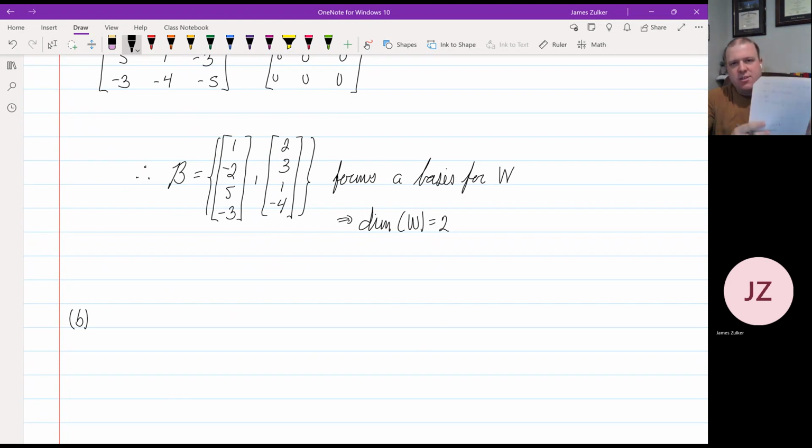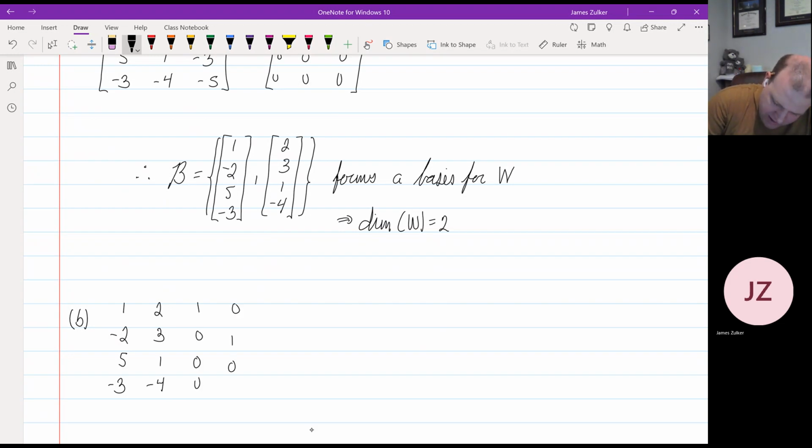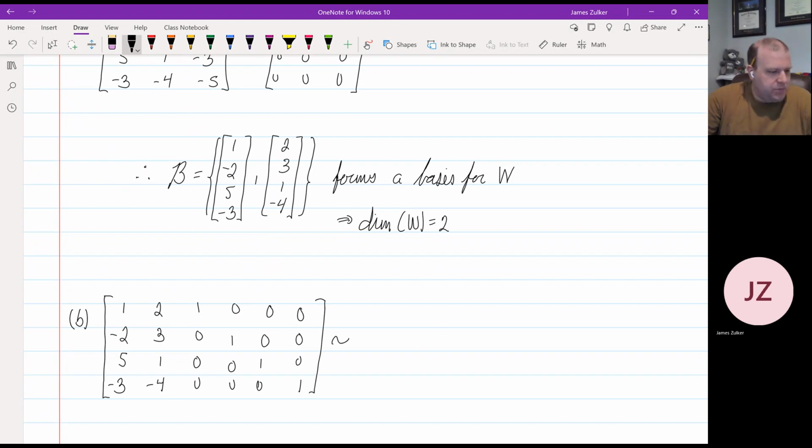Well, this is done the same way as we had done previously, right? All right, so we take those two vectors and now let's add in the standard basis. It doesn't have to be the standard basis, right? Could be any other basis of R4, but the standard basis is the easiest. RREF this.